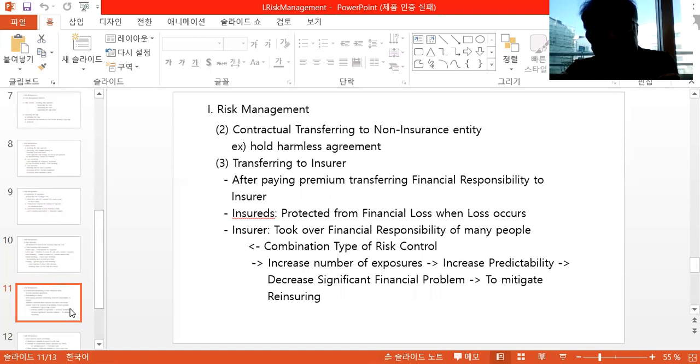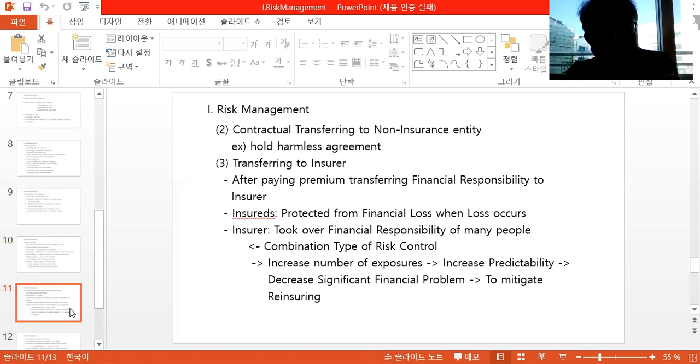Okay, next is risk management through contractual transfer to a non-insurance entity. An example is a hold harmless agreement. If you do consulting for a company, you write this kind of agreement so that if you did some wrongdoing, the other party cannot sue because of that. So you avoid any possible risk.